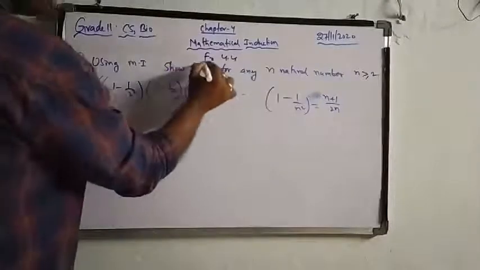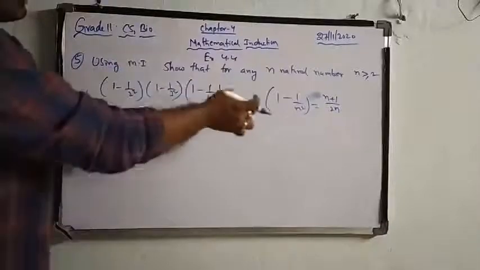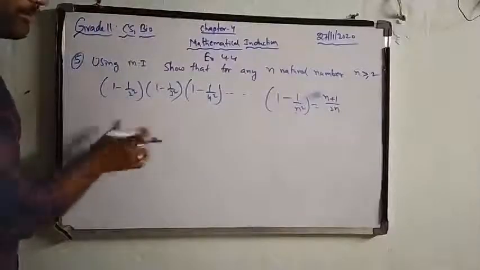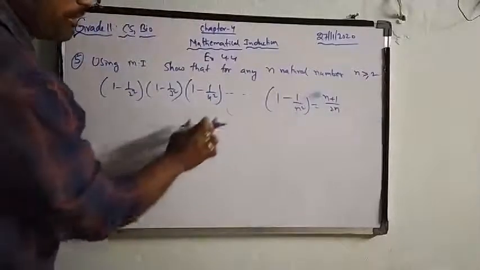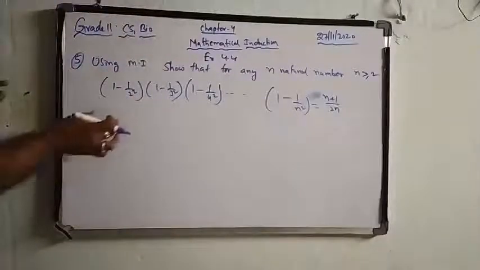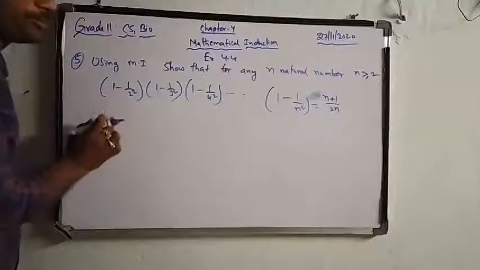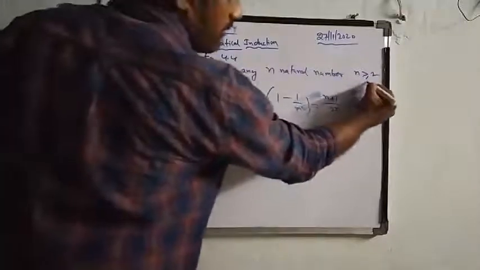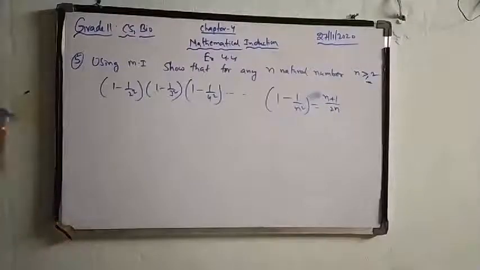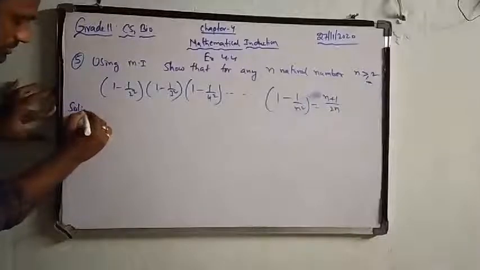Okay, let us talk about exercise 4.4, fifth question. Using mathematical induction, show that for any natural number n greater than or equal to 2, 1 minus 1 by 2 square into 1 minus 1 by 3 square into 1 minus 1 by 4 square and so on up to 1 minus 1 by n square is equal to n plus 1 by 2n. If you observe the previous two problems, they are based on the sum rule, but this problem is based on the product rule. The condition says we have to take values right from 2, not from 1. So let us start proving this question.